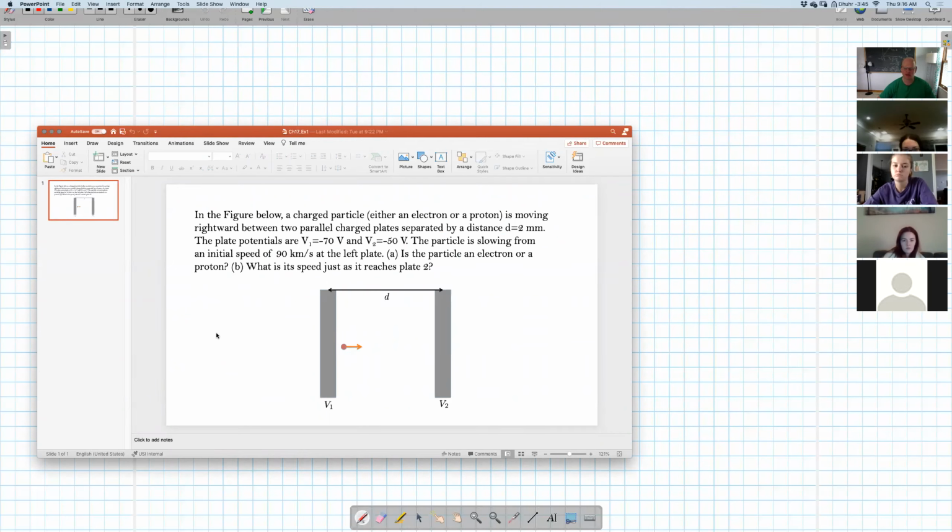So since the force is in the same direction as the electric field, this has to be positive to make sure these are in the same direction, which means that this thing has to have a positive charge, which means it has to be a proton. So since force is to the left, same direction as E, then it must be positive.